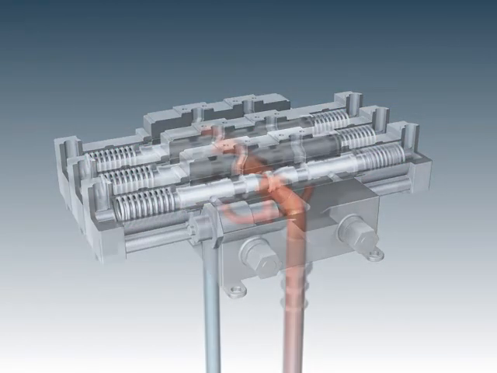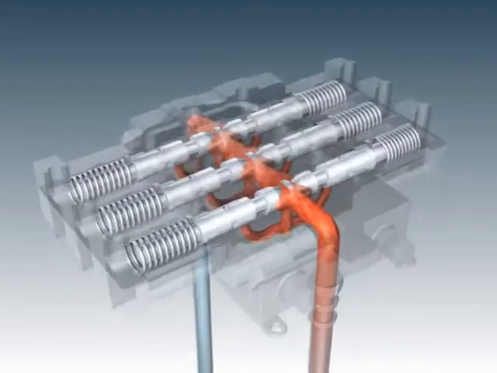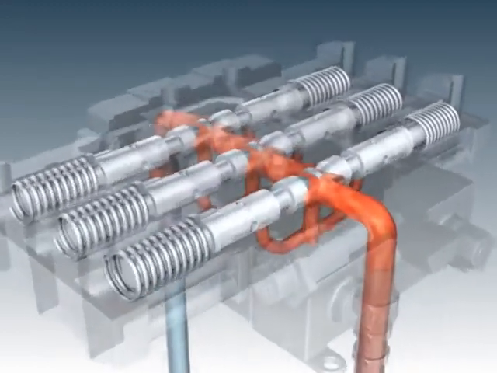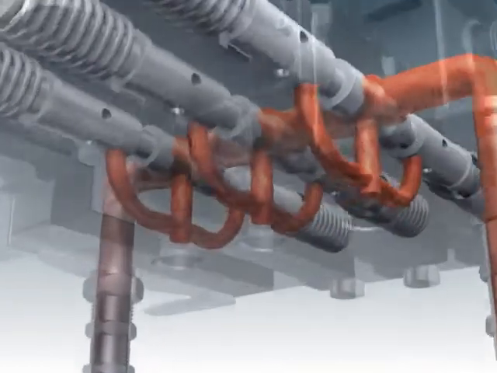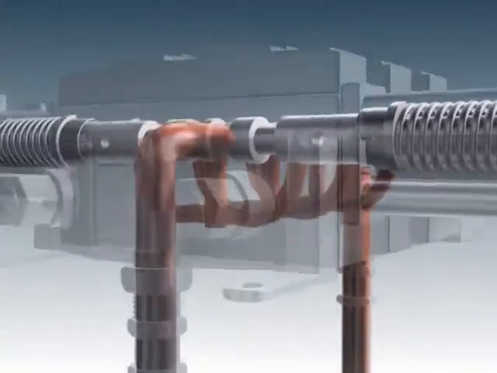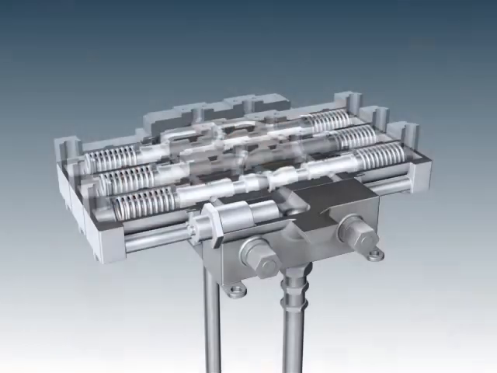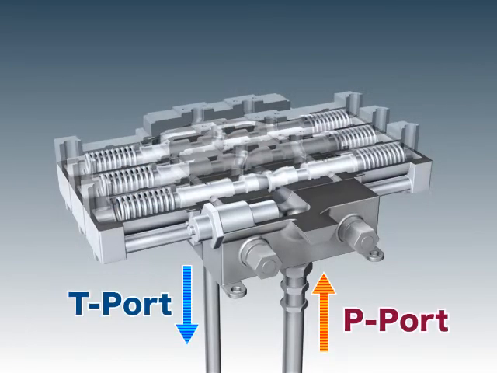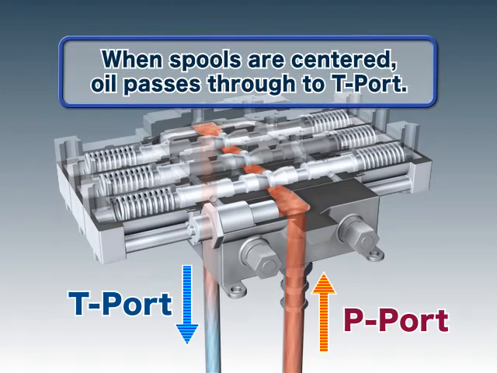The passages for the hydraulic oil are branched off as so. From within this, hydraulic oil passes through the valve to a port based on the position of the spools. When all the spools are centered, hydraulic oil from the pump port passes through the central passage and each valve passage exiting to the tank port.